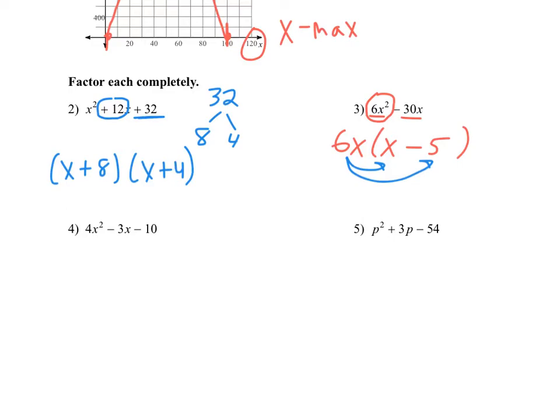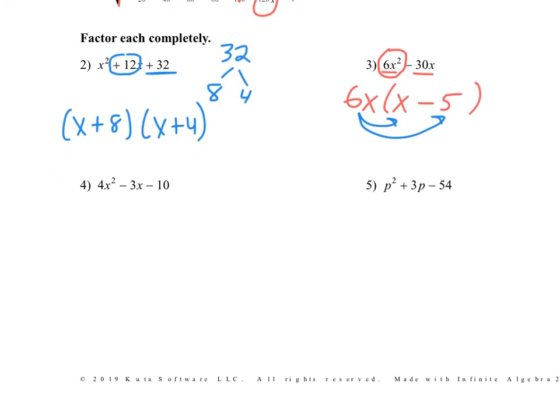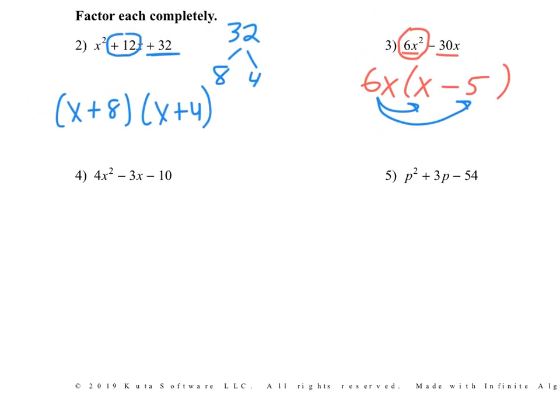Okay, number 4, a little bit more involved. Since we have that 4x squared at the beginning, the a value there is 4. We can't do it like we did number 2. We can't just get factors of negative 10 that add up to negative 3.